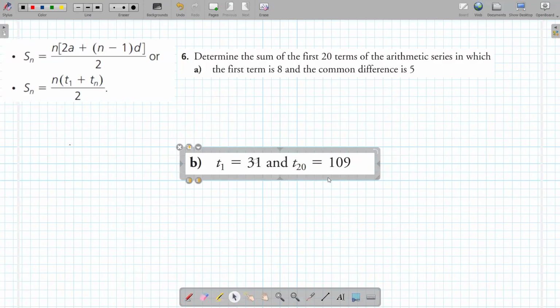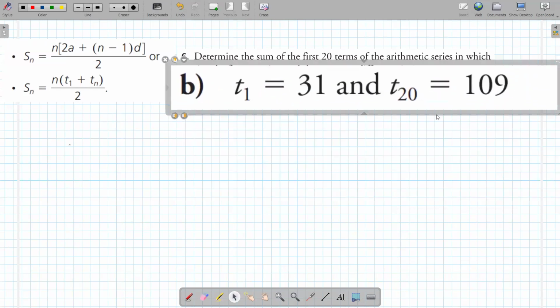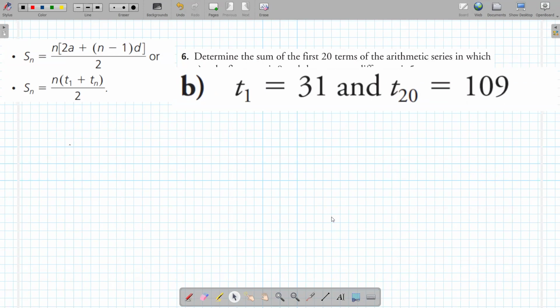What about for part B? Which formula would we use? The top one or the bottom one? The bottom one. Yeah, we're trying to find S20. So this becomes N, which is 20, times T1, which is 31, plus Tn. Now Tn is the 20th term. So that's going to be 109 divided by 2. So in this case, it's easier to use the bottom one because we're given the nth term. And that gives us 1400, and that's the answer to part B.